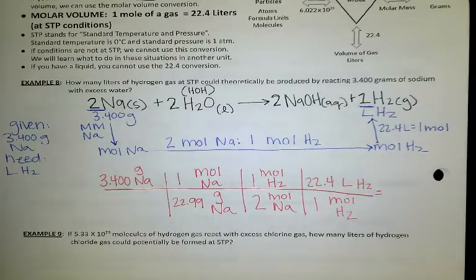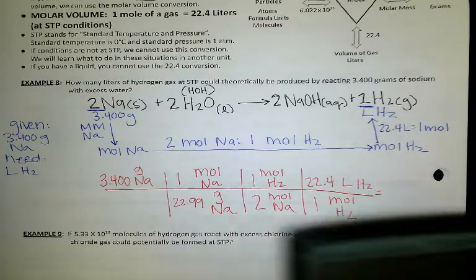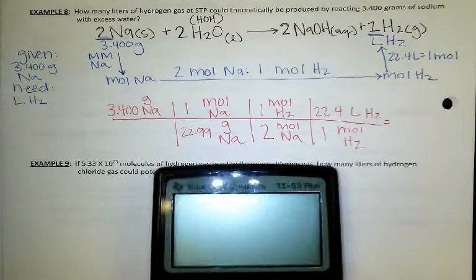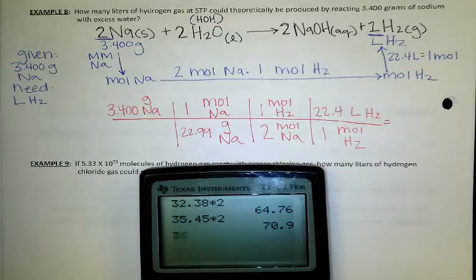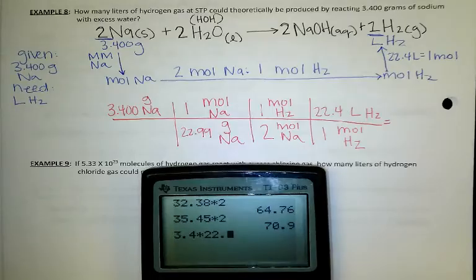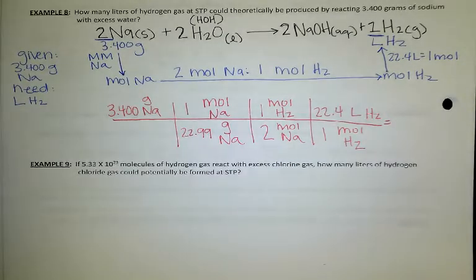Okay, so now we are going to calculate this. So we are going to multiply across the top. So we're going to do 3.4 times 22.4. So that gives me 76.16 on top.